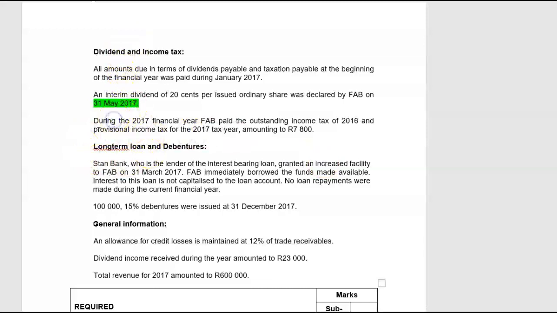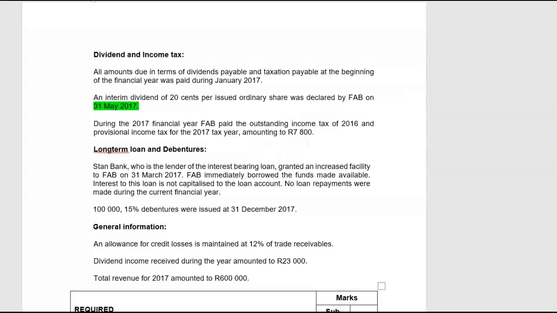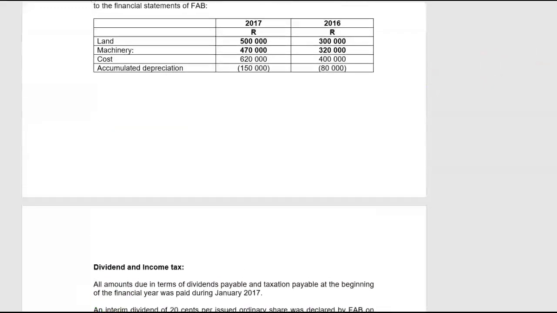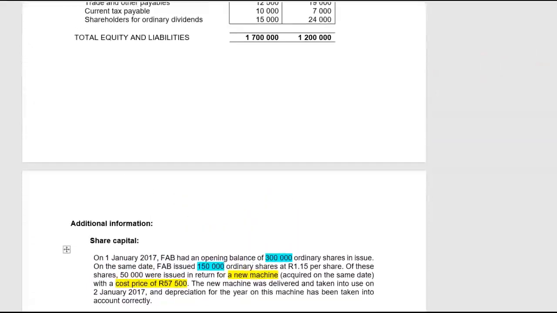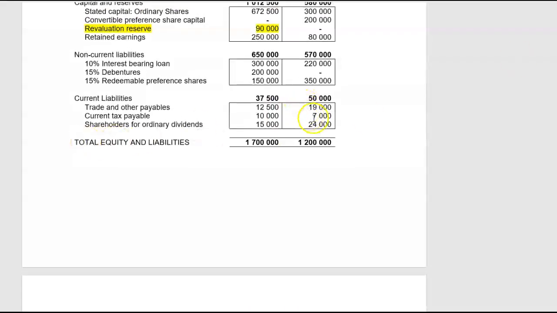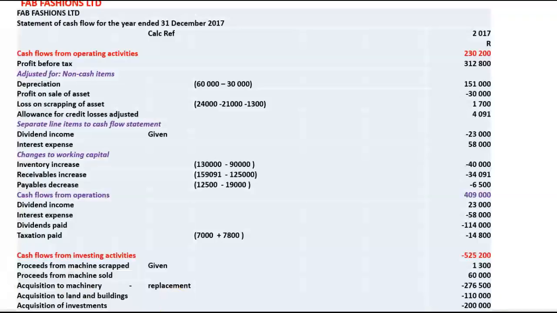Here's the tax. During the 2017 financial year, Fab paid outstanding income tax of 2016 and provisional income tax of the 2017 financial year amounting to 7,800 rand. So let's do the receiver of revenue account. The receiver of revenue had an opening balance of last year, tax payable of 7,000, a closing balance of 10,000.